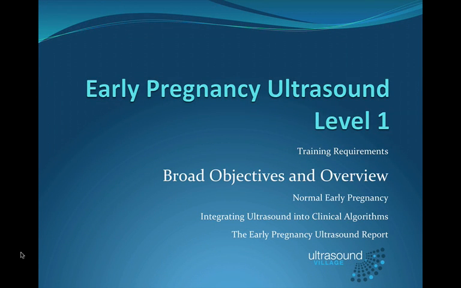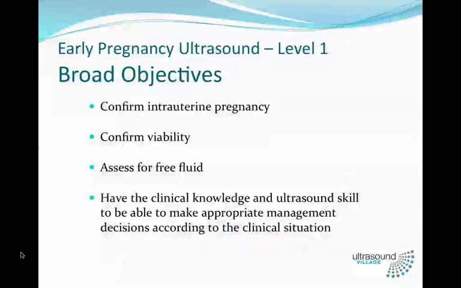The broad objectives of level 1 ultrasound. Early pregnancy ultrasound level 1, so basic, only aims to do a couple of things. Well, 4 things. The first is to confirm an intrauterine pregnancy. And most patients, in all honesty, who present with pain and bleeding in early pregnancy, you can confirm an intrauterine pregnancy. The patient's reassured, you're reassured, and you know that they're relatively safe.